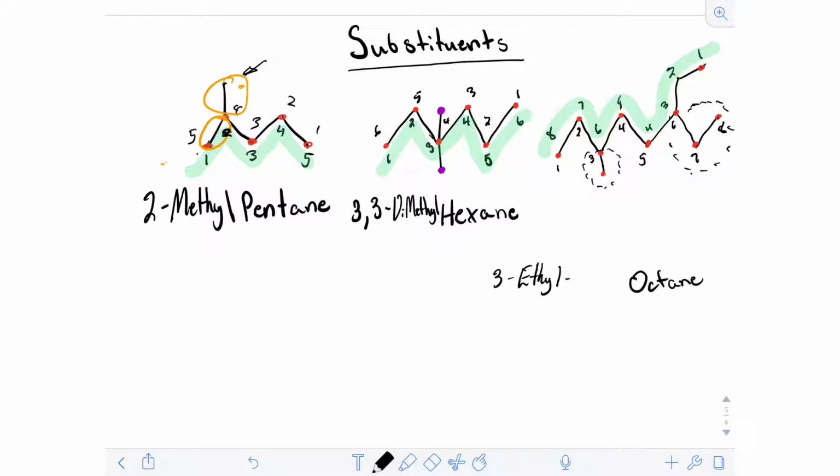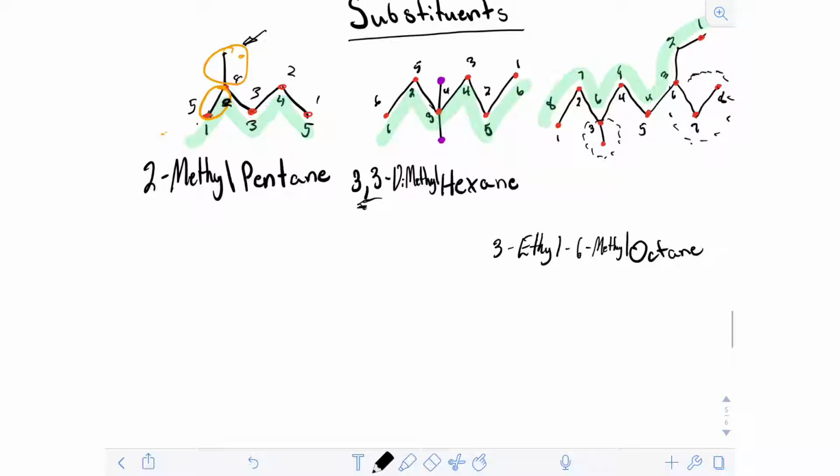Oh, and another good thing to add is you always separate numbers with commas, and words with dashes, and numbers to words with dashes too. So if you've got doubles like you do over here, you always do a comma. And so back over here, we got 3 ethyl, 6 methyl octane. So it's nothing crazy terrible. Scroll down a little bit, do some.